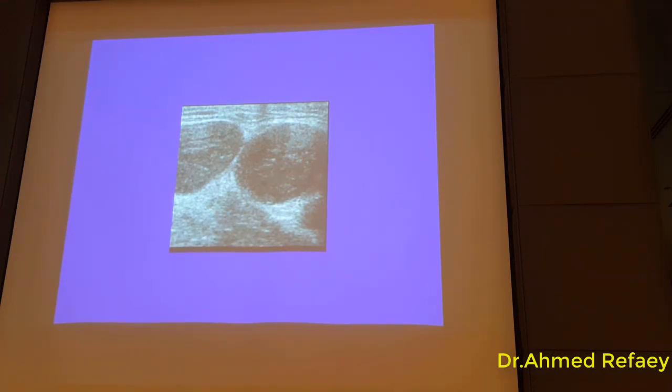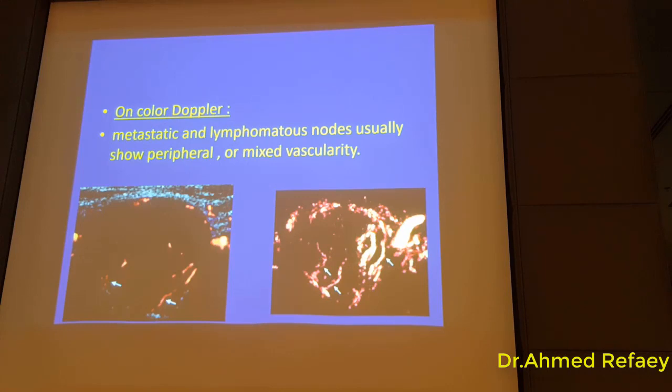This is an example of a malignant lymph node: hypoechoic, rounded, with loss of its normal hilum. A very important feature of a malignant lymph node, either metastatic or lymphomatous, is seen by color Doppler study. We mentioned that in the normal or reactive lymph node, we have vascularity along the hilum only. But if we have vascularity along the periphery or mixed vascularity, this is one of the features of a malignant lymph node, either metastatic or lymphomatous.